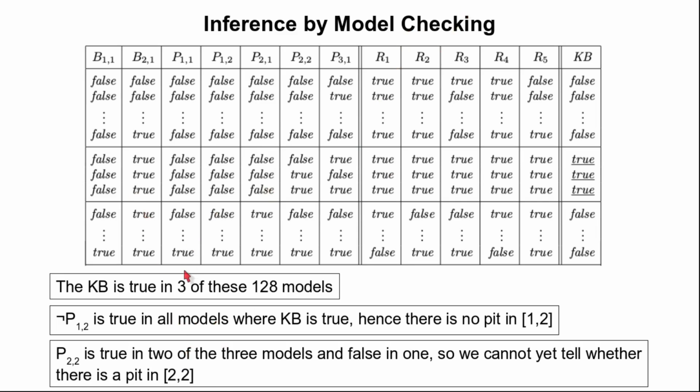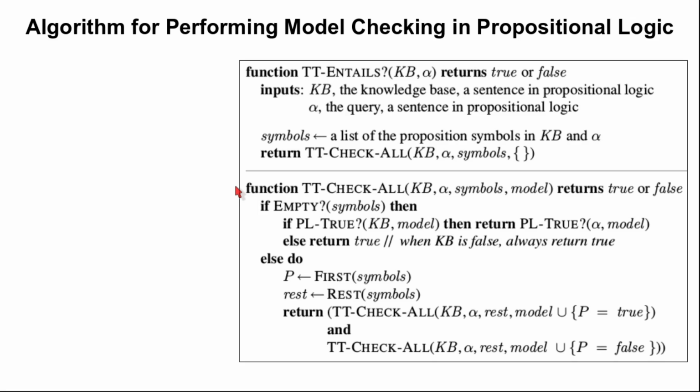So now if we have to write a program, we have to enumerate all these 128 models. So we need to write an algorithm for that. And after enumerating all the models, you have to check whether KB is true or not in those models. And if KB is true, we have to check whether alpha is true or not. So here is the algorithm to do that.